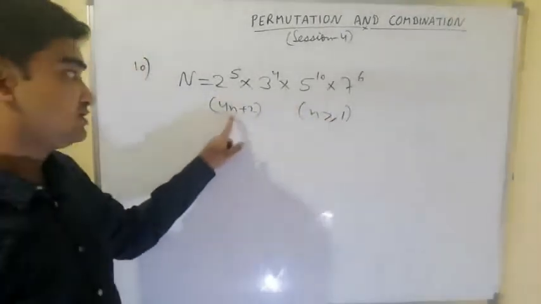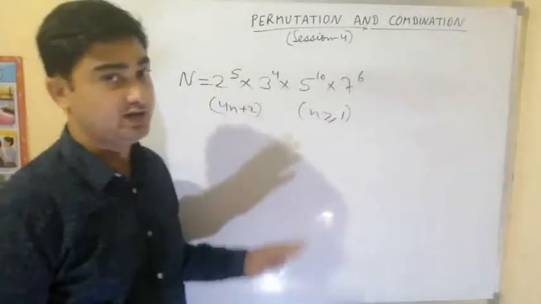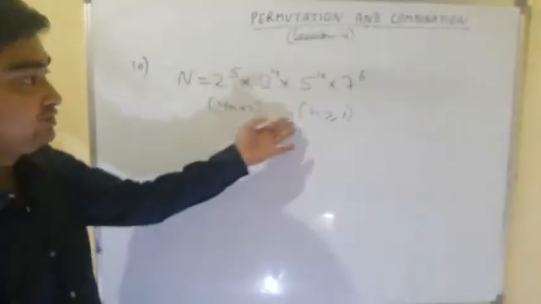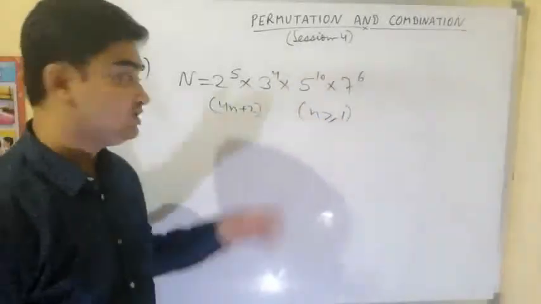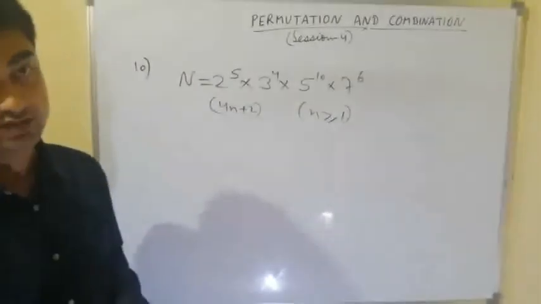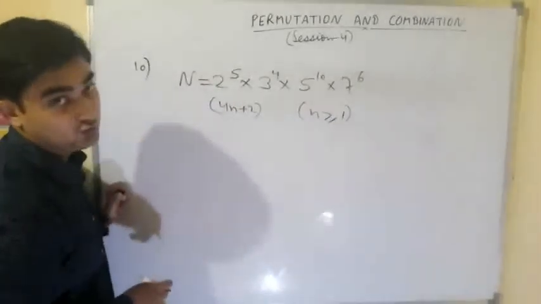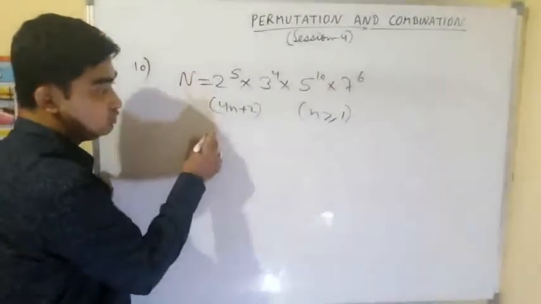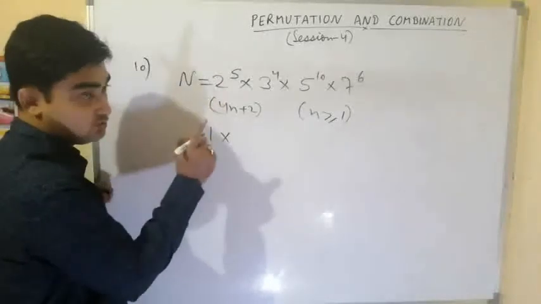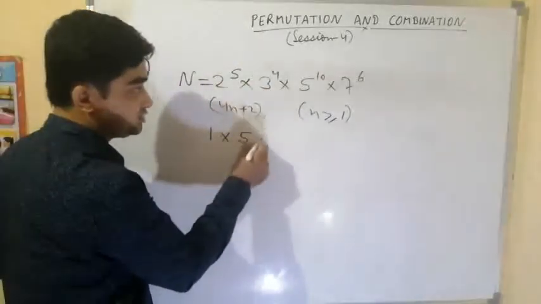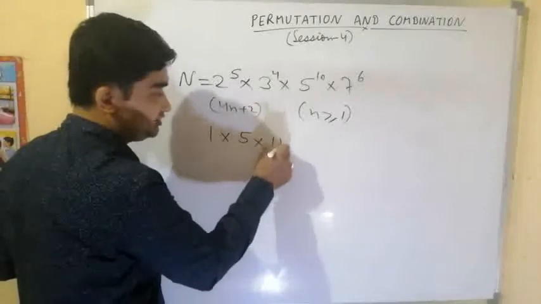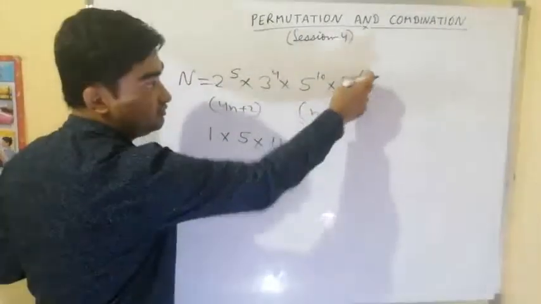That means minimum n starts with 1. That means minimum factor starts with 6. 2 we cannot take because 2 is not asked. We have to take n greater than or equal to 1. That means the minimum factor we can select is 6. Here also we have to find a factor which is even, but it is not a multiple of 4. How to do? Take 1 2. With 2 we have one choice. With 3 we have 5 choices. With 5 we have 11 choices. With 7 we have 7 choices.